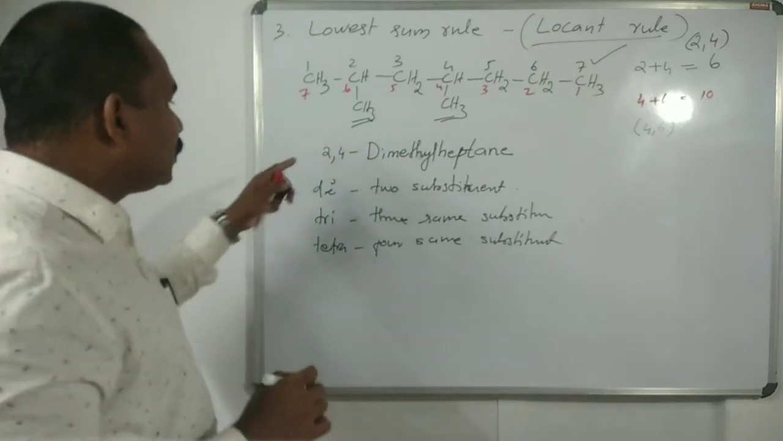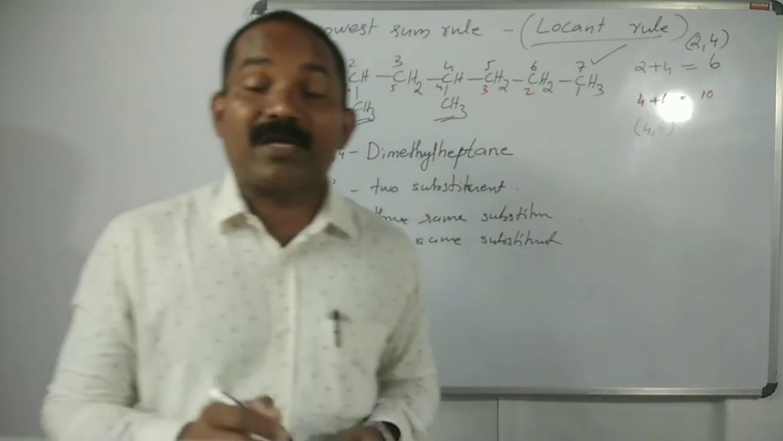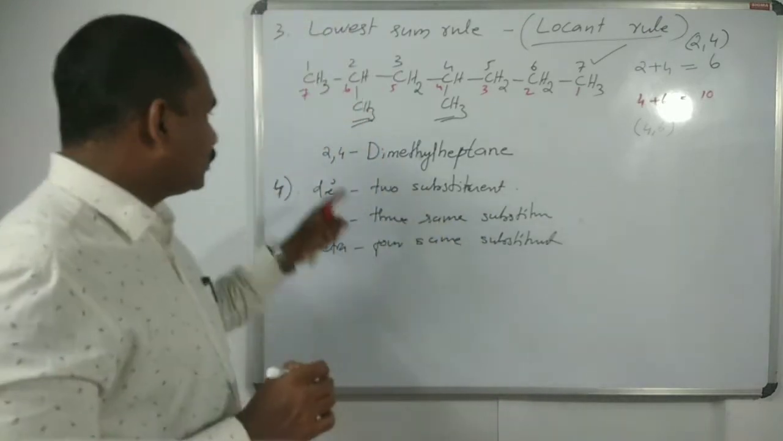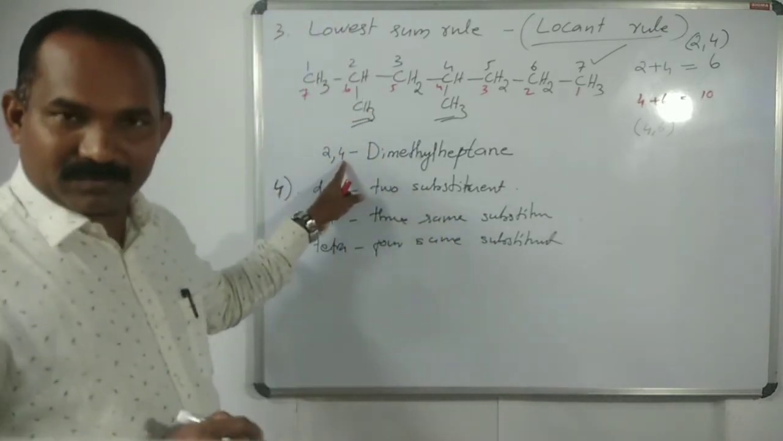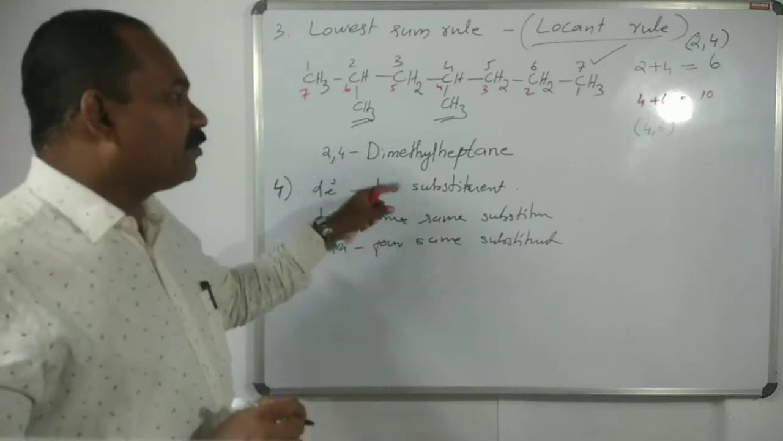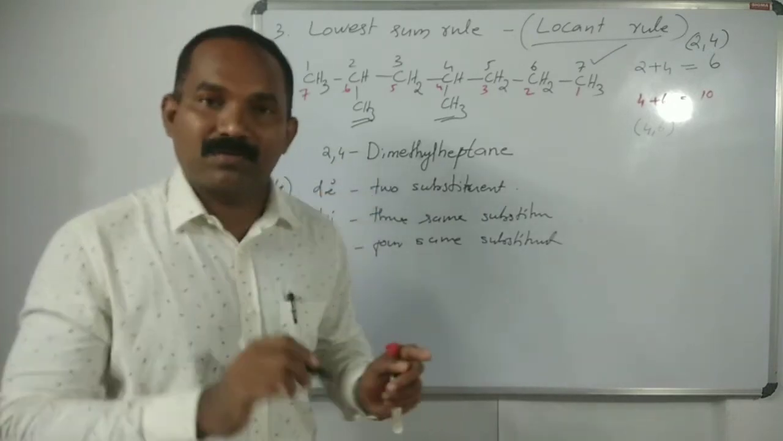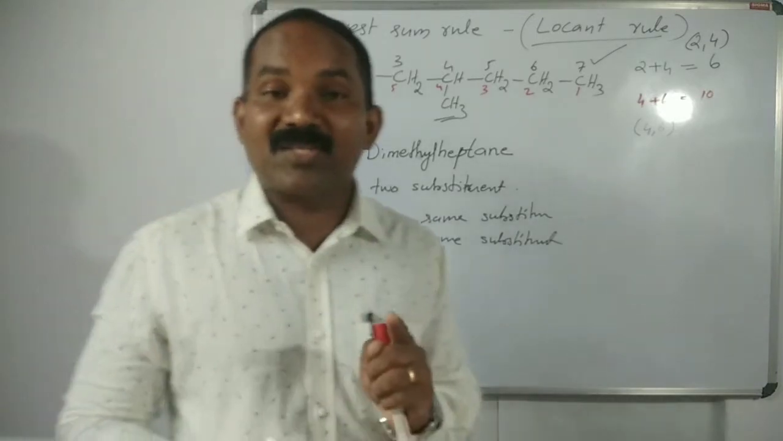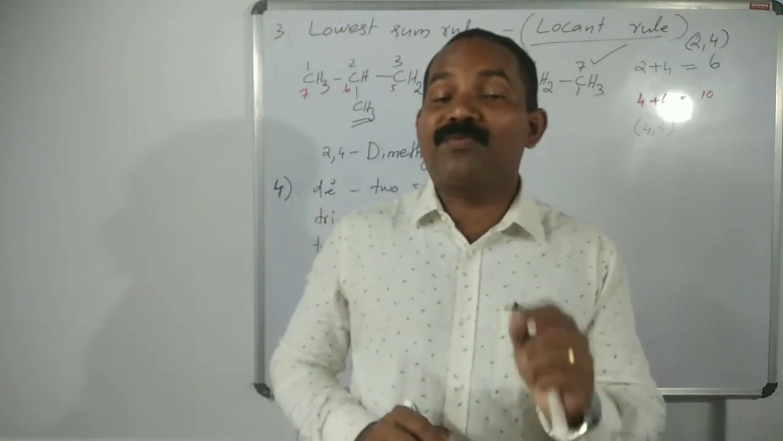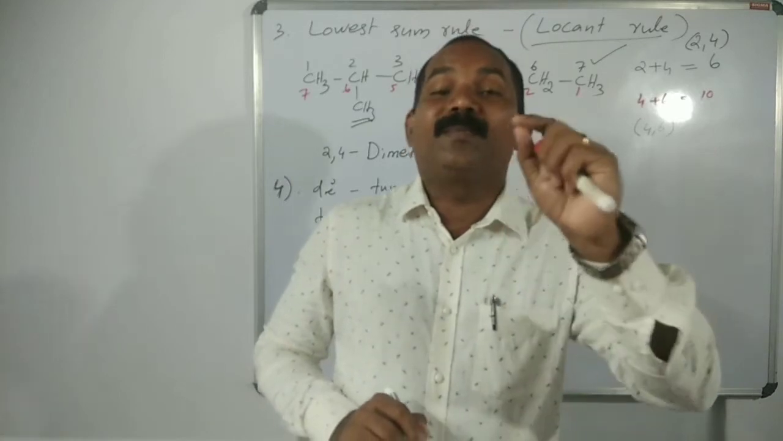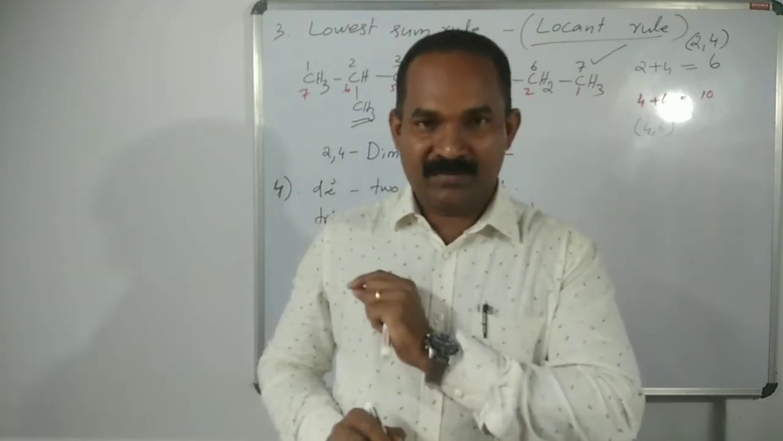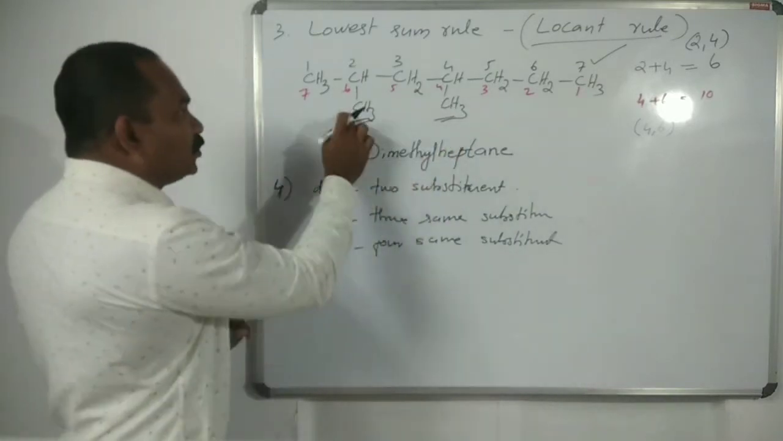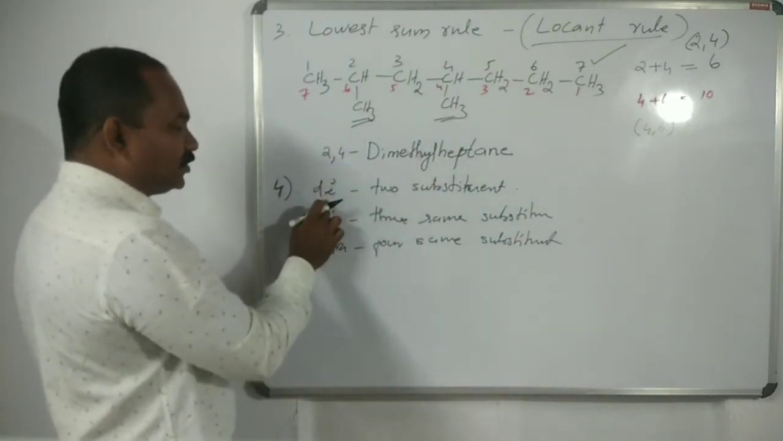And also the position of the locant must be represented by commas. 2, 4-dimethyl heptane. The name is wrong. The position of the methyl group should be mentioned. It is 2,4-dimethyl heptane. Why do we use di? Two methyl groups, two same groups come, we use di.